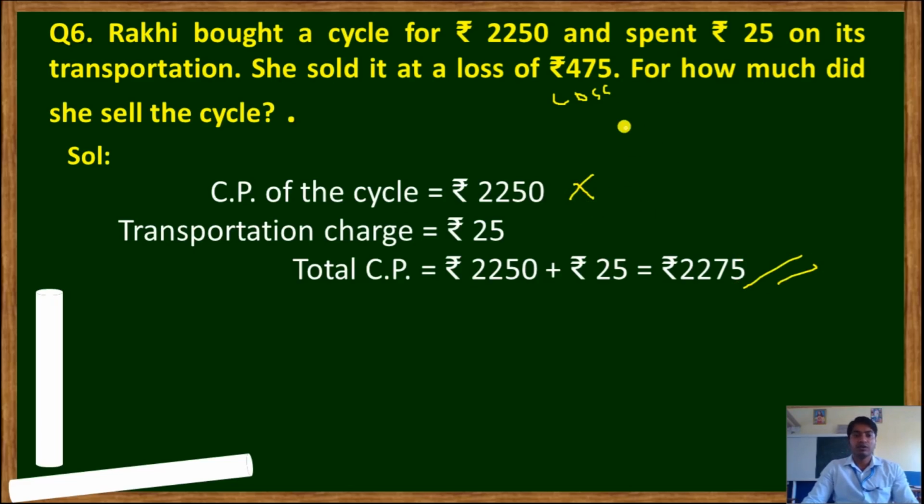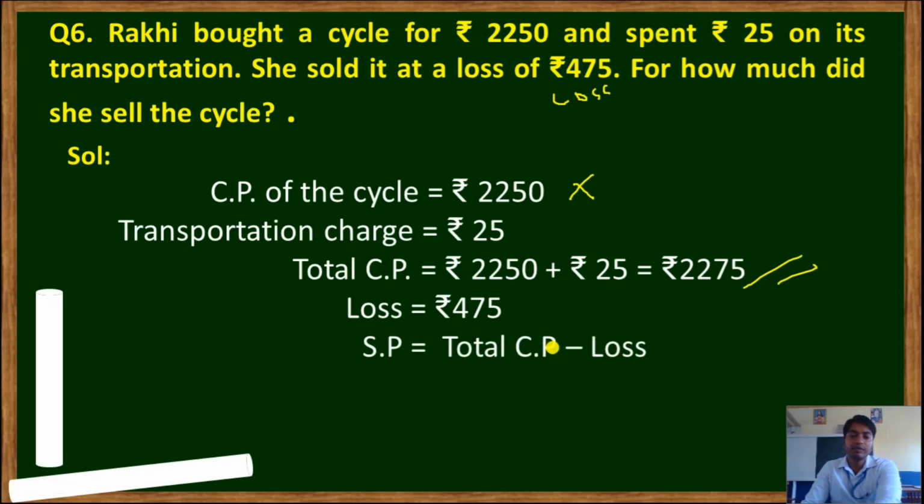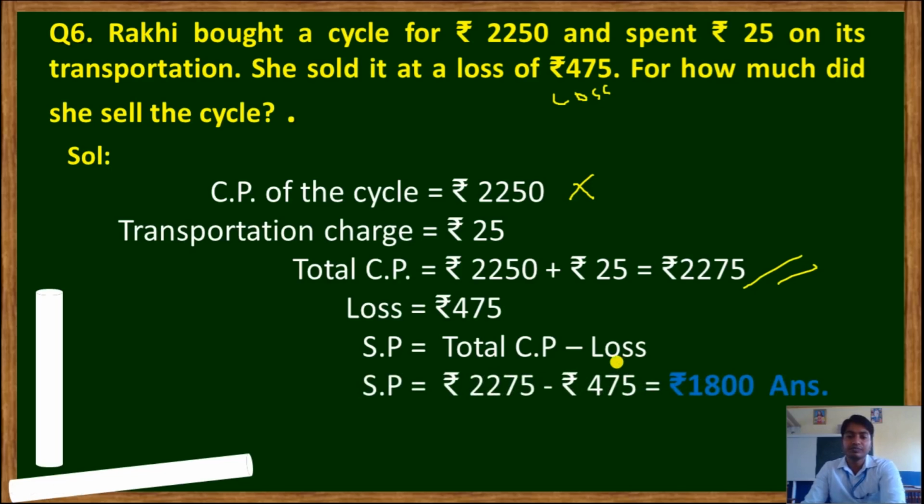Now we have to find out the selling price. Loss is also given here, loss equal to 475. So according to that we have to use the formula in this question. What will be the formula to find selling price? Selling price equals total cost price minus loss. When we subtract, we'll get here 1800.